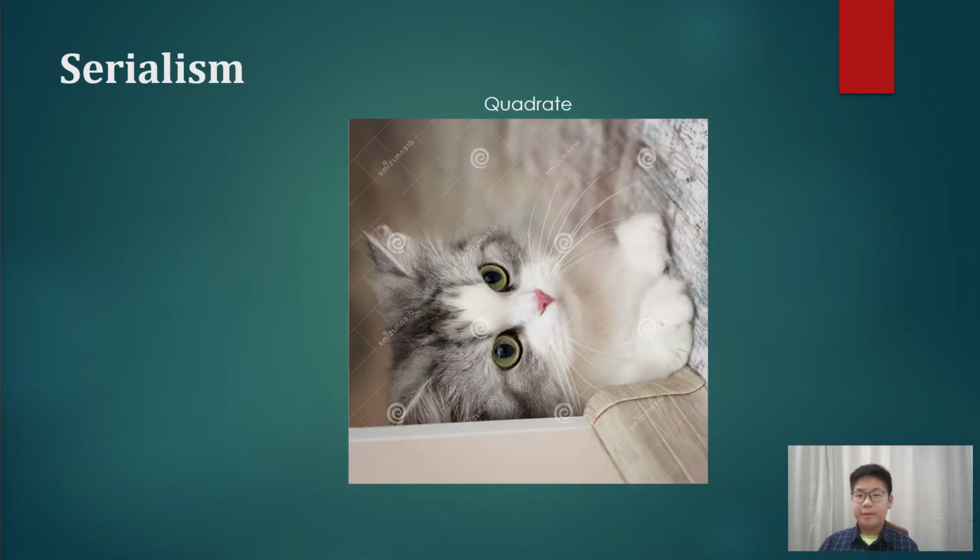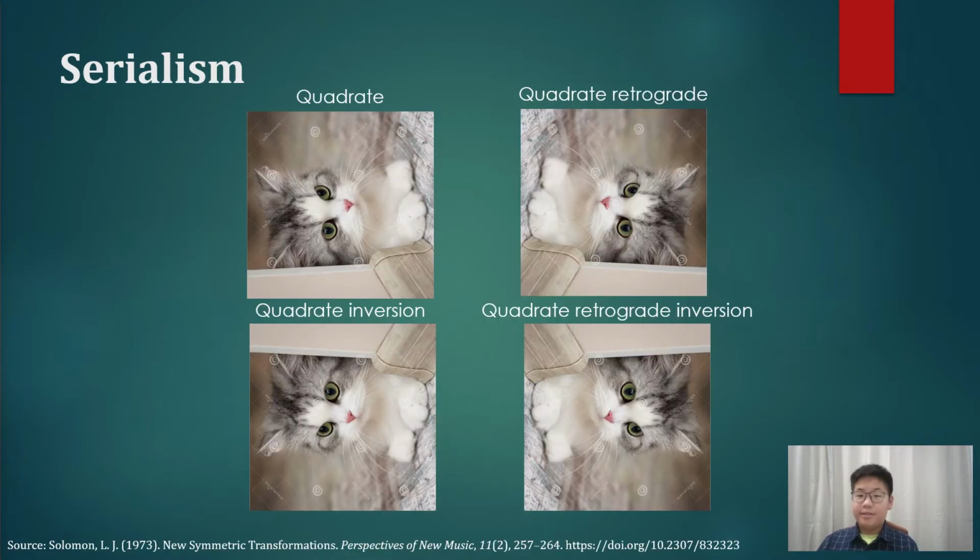One of them is to flip it diagonally to get the quadrate. Doing retrograde and inversion gives the other 3 quadrate forms shown in this slide. Do note that the cat picture is to help you visualize how the numbers in the row can be flipped. It does not take note values into account.